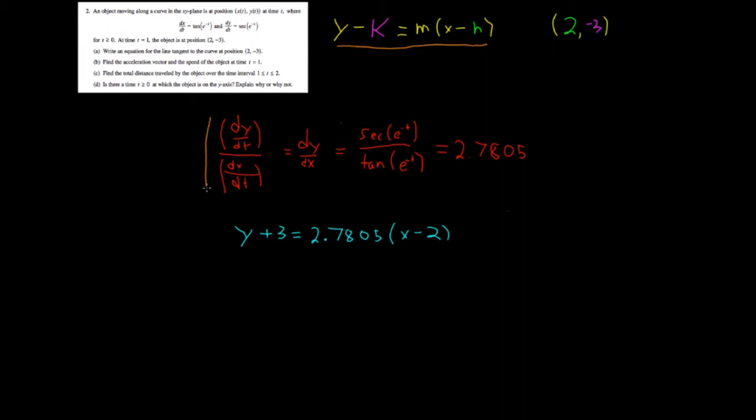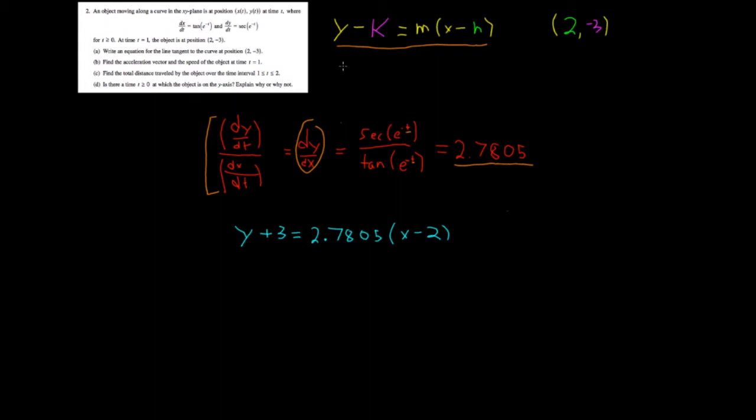So right here, you can see that dy/dt divided by dx/dt is dy/dx, which is also known as slope. So to find a slope, you just need to find this. If you get this divided by that, you will get secant of e to the negative t divided by tangent of e to the negative t. And since all this business is happening at time t equals 1, the slope at time t equals 1 will be 2.7805 when you just plug in 1 to all of these t's here, there, and there.